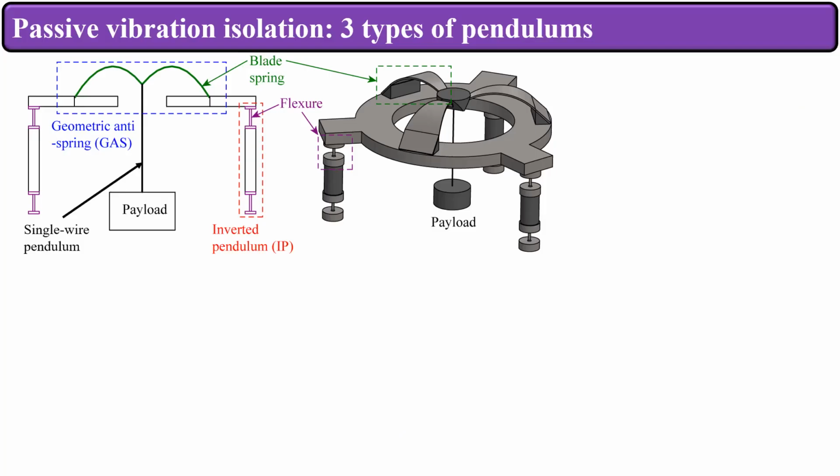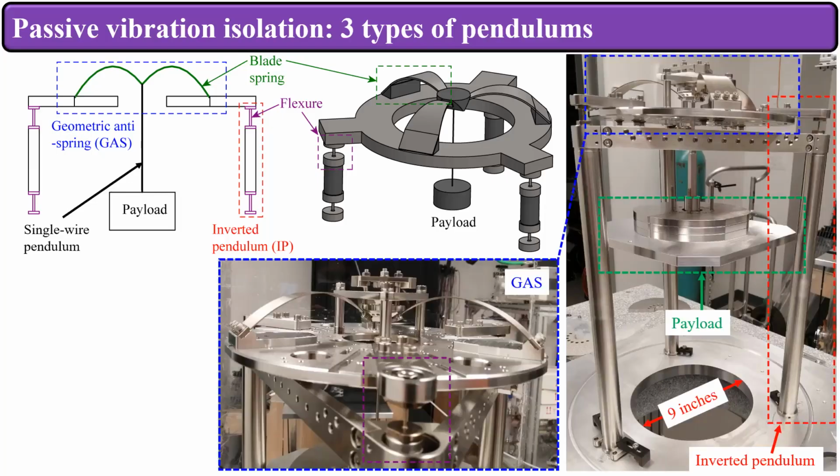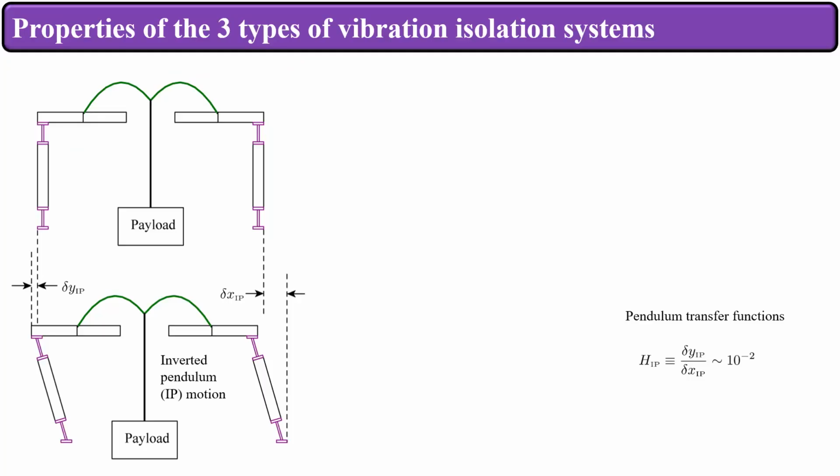The payload is immune to vibrations through three types of pendulums. First is a geometric anti-spring filter made of 3 blade springs. This is supported by 3 inverted pendulum legs which can move at these flexures. And finally, there's a conventional single-wire pendulum. Here's a photo of this assembly, a zoom-in of the gas filter, and flexure.